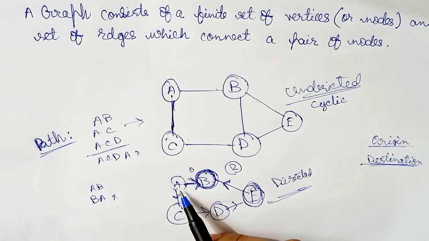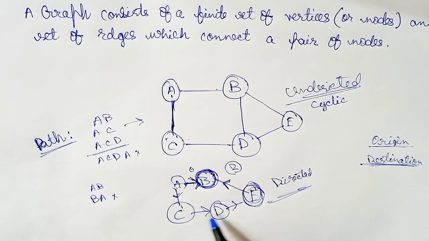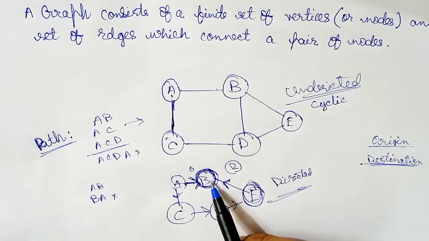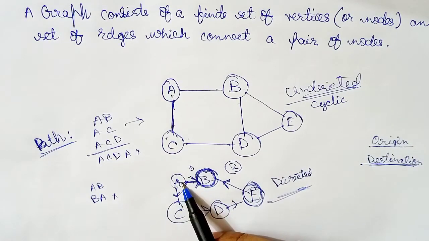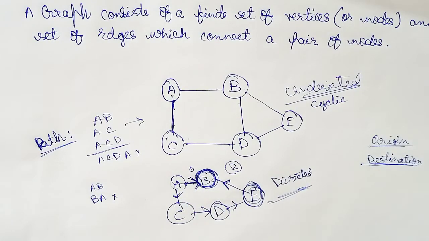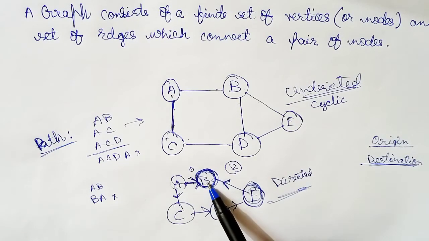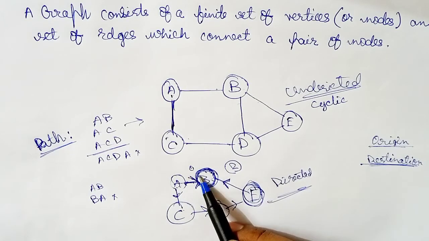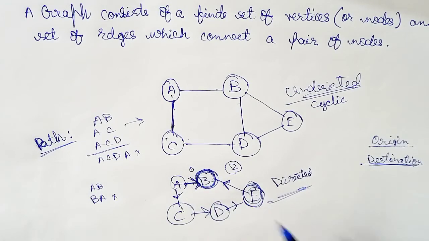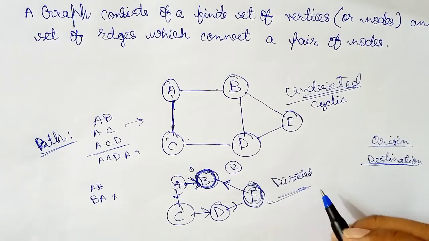Let's see. Can we come back to A from A? From A we can go to C, then to D, then to E, then to B, but we can't come back to A. So here you can see that it's not possible to have a cycle. Likewise in B, from B we can't go anywhere. From E, if we go to B, we can't come back to E. So here we can say that this is a directed acyclic graph.